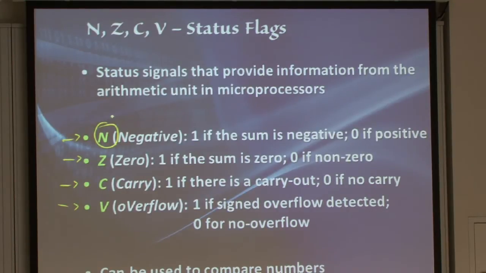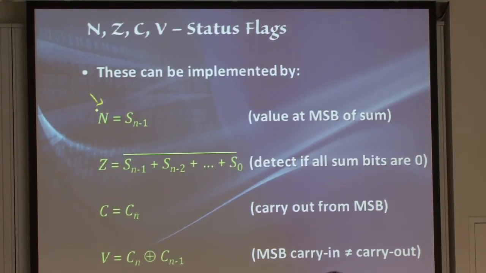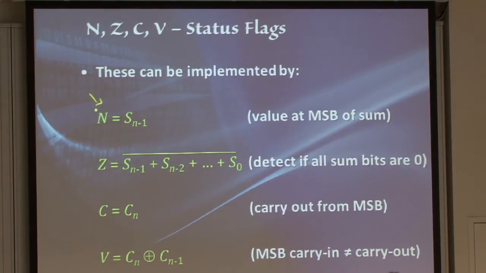Now, to calculate those status flags, we can use some really, really easy additions to the hardware. The N flag, the negative flag, is essentially just the most significant bit of your sum. If it's a zero, it's a positive number. If it's a one, it's a negative number. For the zero flag, we need a circuit that detects whether all the bits are zero in the sum, because that means that the number is zero. And this is just a simple NOR gate, because if all of them are zero, this is when your zero flag will be asserted. If there's at least one bit that's one, the Z flag will become zero.